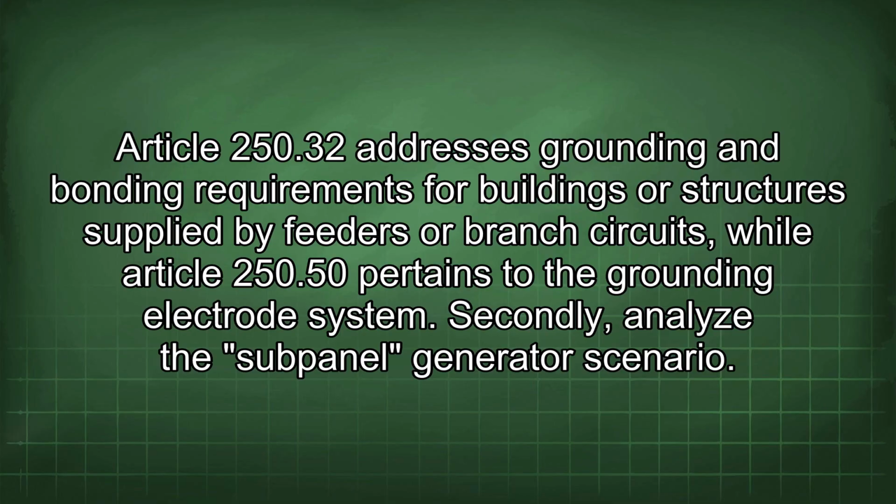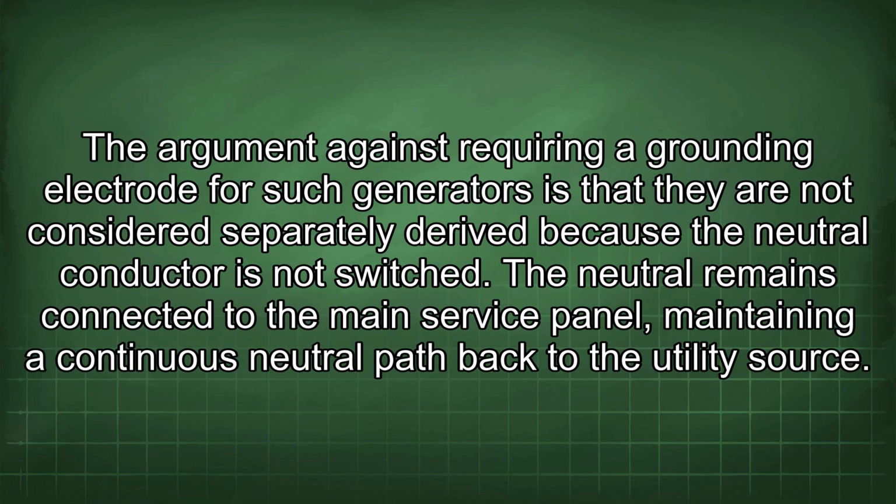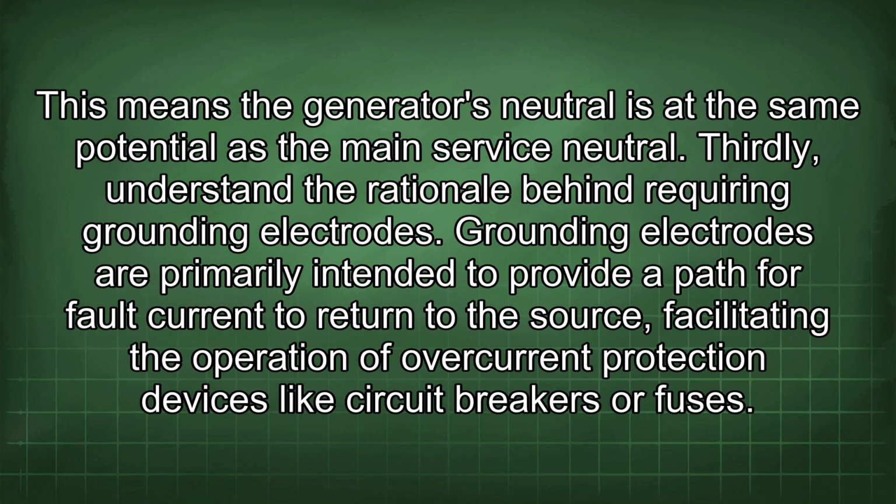Secondly, analyze the subpanel generator scenario. The core of the issue revolves around whether a generator without a neutral transfer switch, often called a subpanel generator, should be treated as a separately derived system requiring its own grounding electrode. The argument against requiring a grounding electrode for such generators is that they are not considered separately derived because the neutral conductor is not switched. The neutral remains connected to the main service panel, maintaining a continuous neutral path back to the utility source. This means the generator's neutral is at the same potential as the main service neutral.